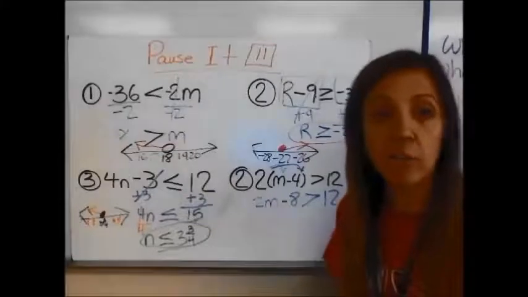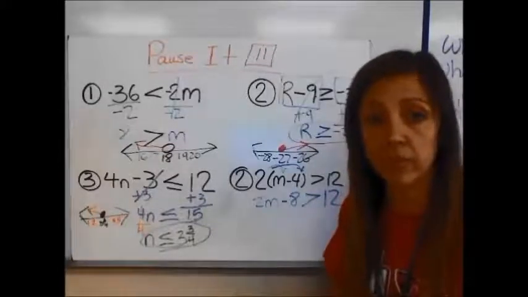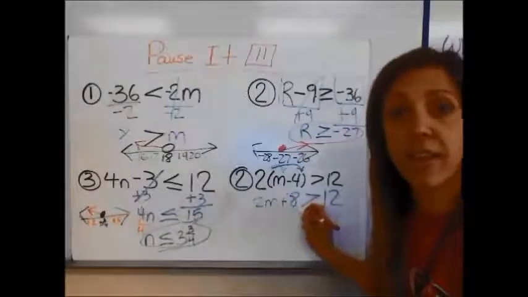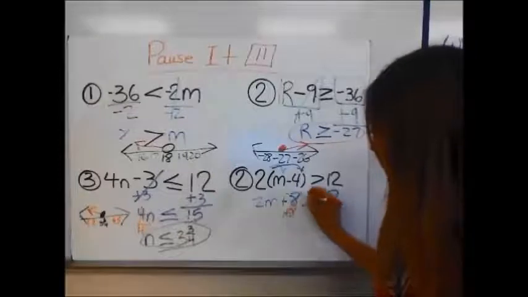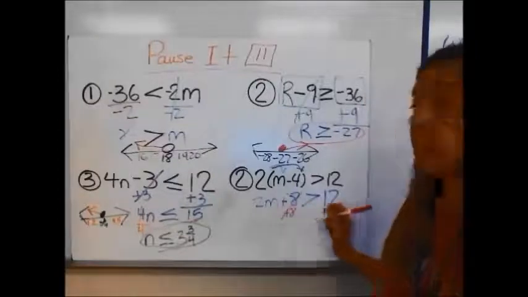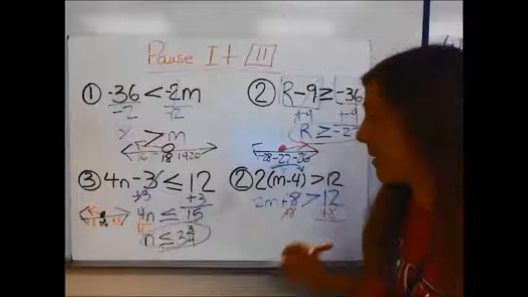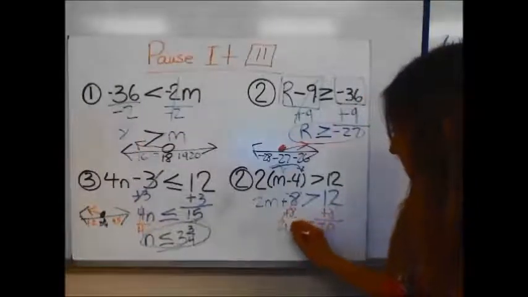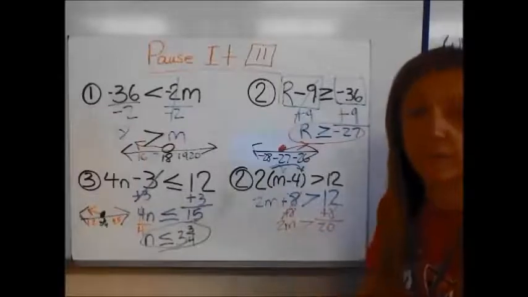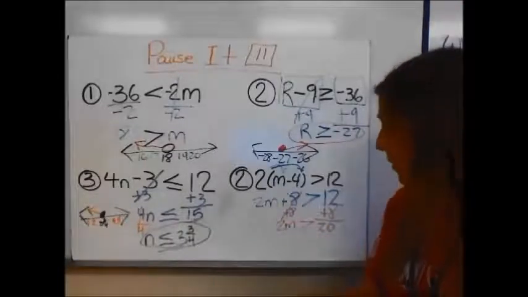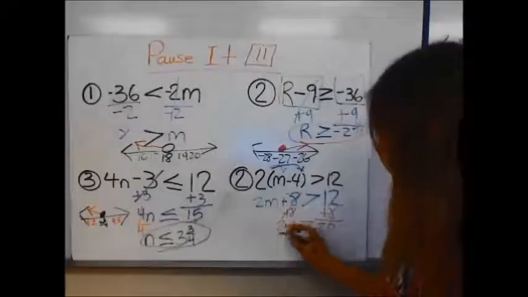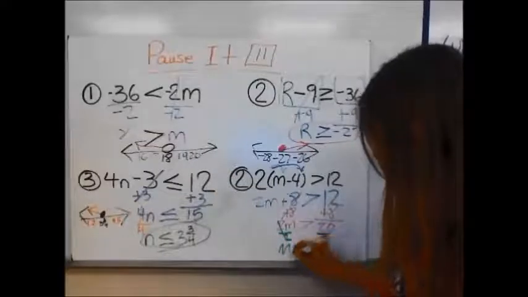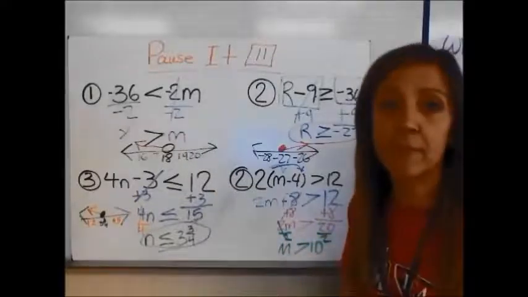And now I'm going to use inverse operations to solve this to get the variable alone. So this is a negative 8. I need to add 8 to cancel it. 12 plus 8 is going to give me 20. So now I have 2m is greater than 20, and I'm going to divide by 2 on both sides. And I end up with m is greater than 10.